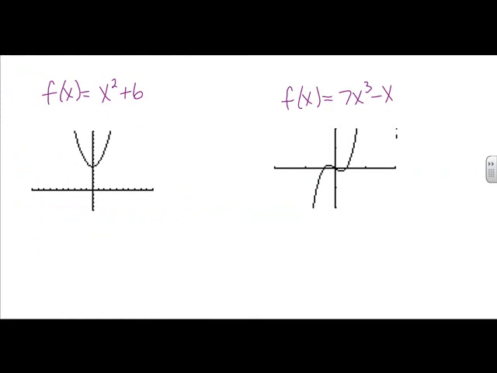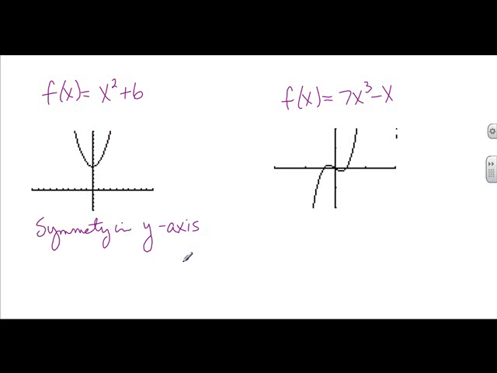Function f of x equal x squared plus 6 we've already determined is an even function, and I've got the graph of that function there below the equation. And I wanted to point out that that function has symmetry in the y-axis. Every even function will have symmetry in the y-axis.